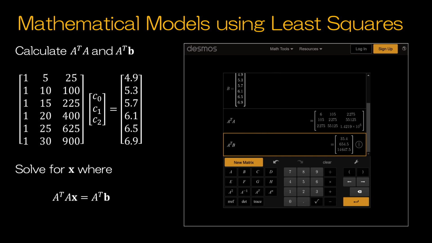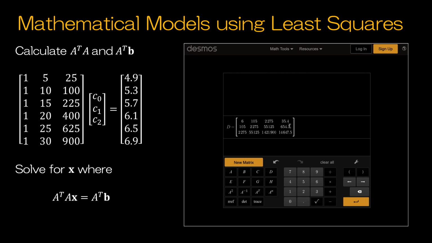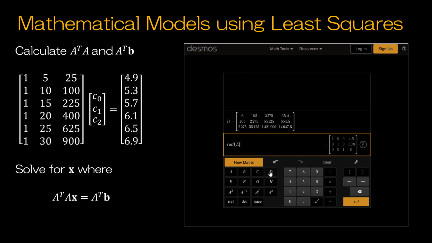So I just opened a new instance of Desmos and made an augmented matrix, and I'm just going to row reduce that. So again, let Desmos do the work for you. So I'm going to row reduce this, and that gives me the identity on the left-hand side, and then 4.5, 0.08, and 0. That means in my equation, I have 4.5 is the constant, or 9/2. I've got 0.08 is the coefficient in front of x, and then 0 is the coefficient in front of x squared, which means this is not a quadratic model, this is a linear model.